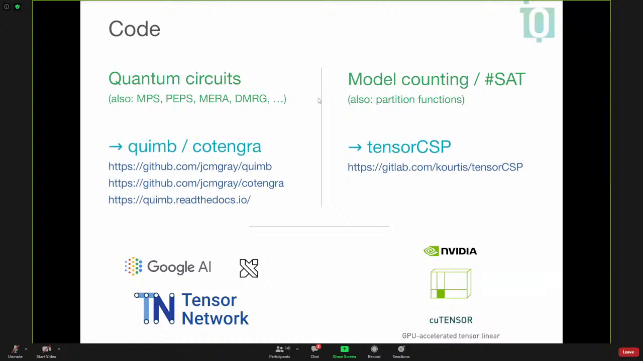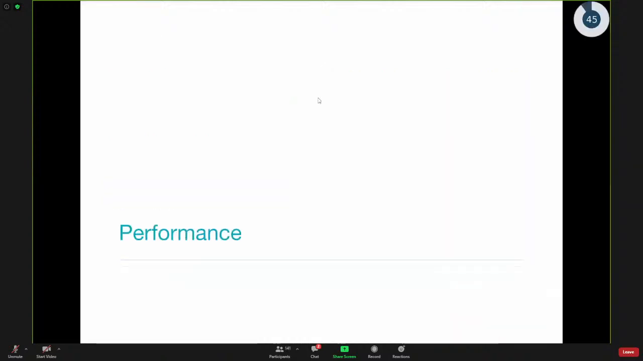So I see one question in the chat box. I will read it for you. Rahul has asked, you showed that the quantum circuits can be represented by tensor networks. Can you elaborate on what kind of analysis can be done with them and what advantages it provides over other methods? Yes, great. This brings me to the part that I didn't have time to go into, but I wanted to show you a bit about performance. How do these things work?